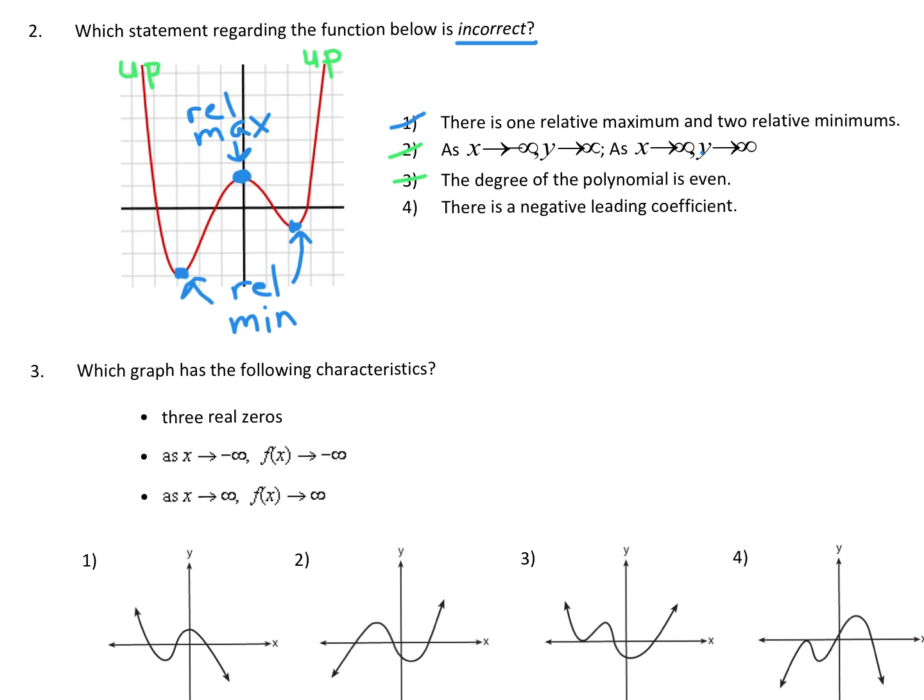Okay, so to decide whether the leading coefficient is positive or negative, we're only concerned with what's going on the right end of our graph. If on the right, it's opening up, it has a positive leading coefficient, and if it's opening down, it has a negative leading coefficient. So since this is opening up, our leading coefficient would be positive, not negative, so choice 4 is the incorrect statement.